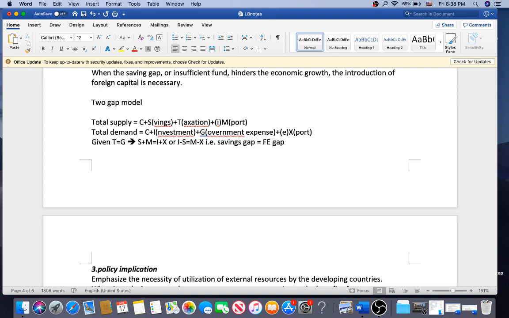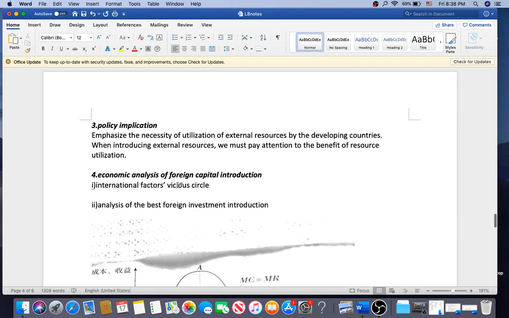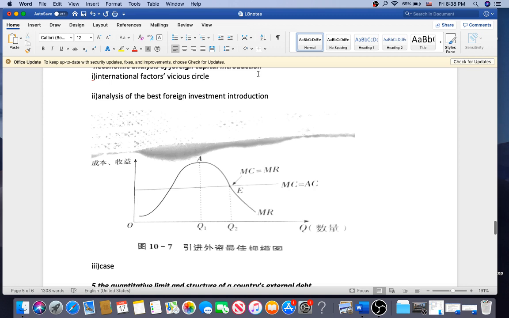So the analysis of the foreign investment introduction means that there is a limit to how much an economy can import from outside resources. And it seems common sense that this should not be a problem, because obviously we should try to attract the external resources.